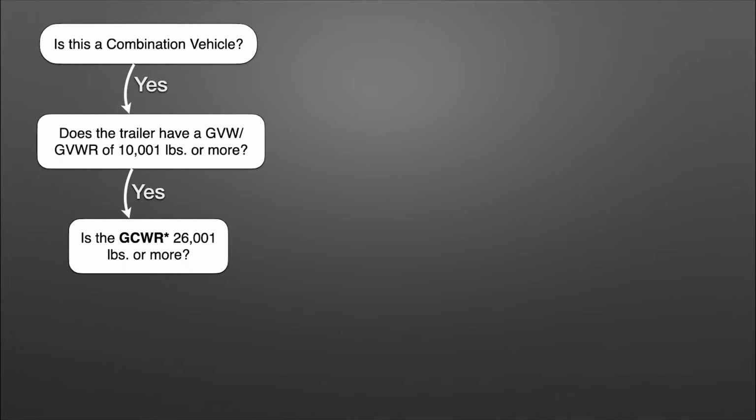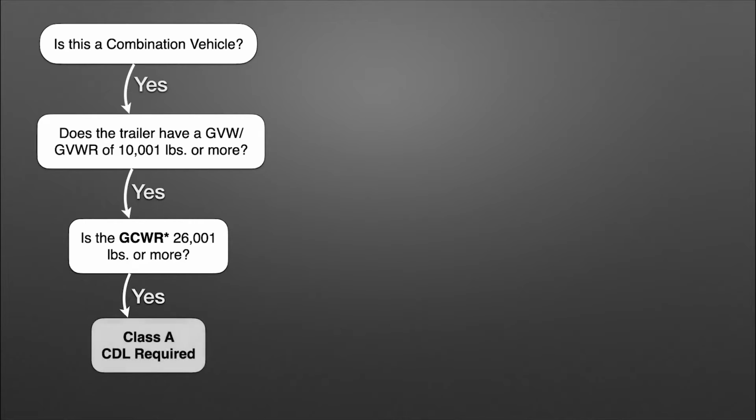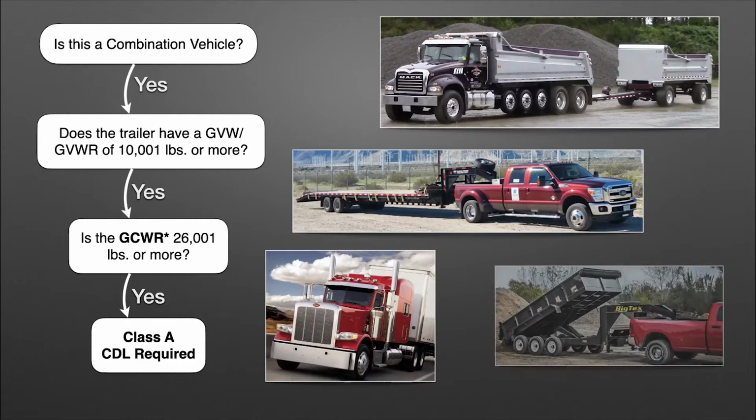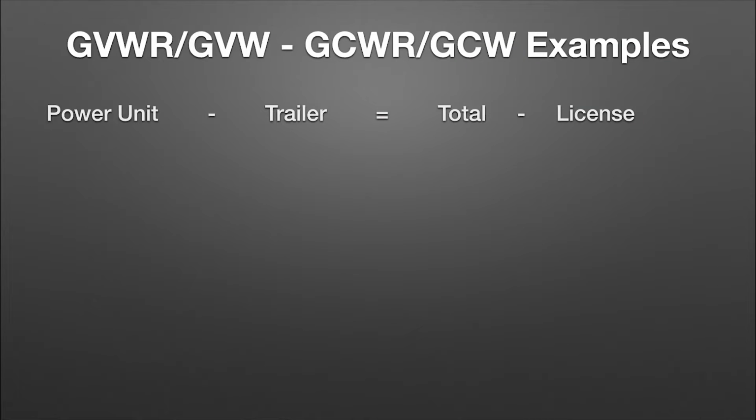Now, let's say we answer yes. Let's go back to the power unit, the combination. We add those two together. Now the combination does go over 26,000 pounds. Then that means that a Class A CDL would be required. So this is just some real brief examples of some CDL vehicles that we could have out there. Now, let's run through some examples to make sure that you have a good understanding of this. First off, how I'm going to break this down in these examples is we're going to go off of what the power unit is.